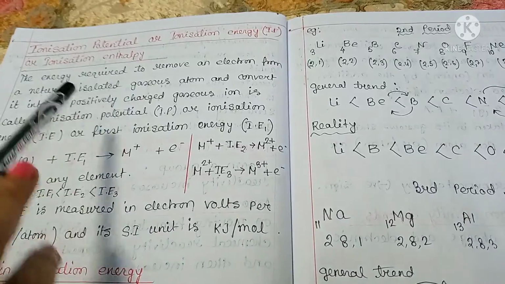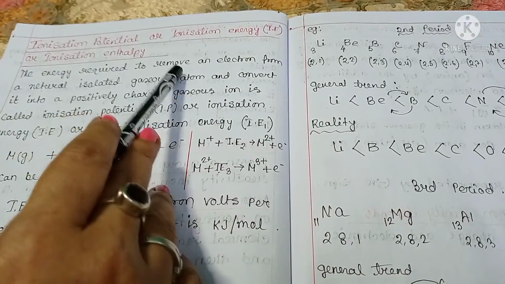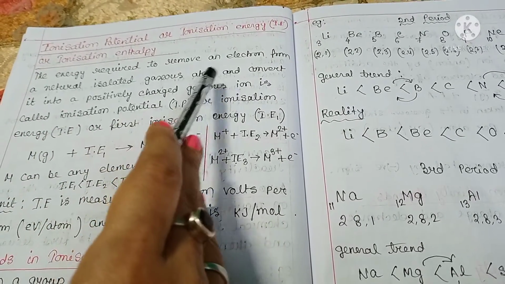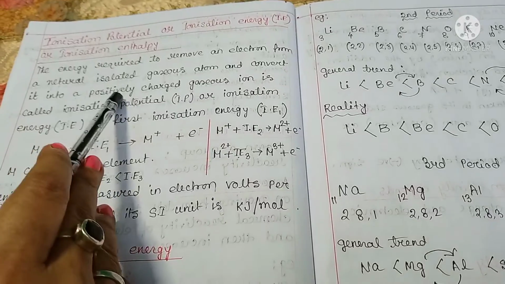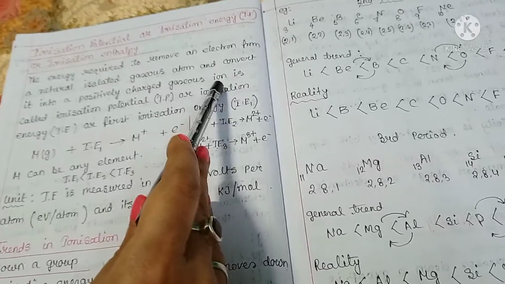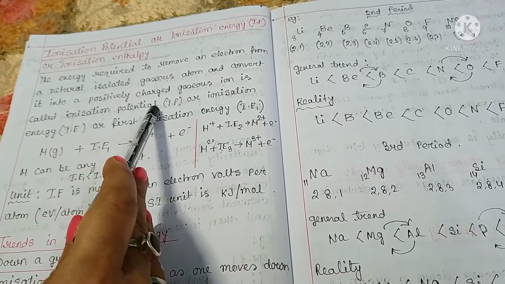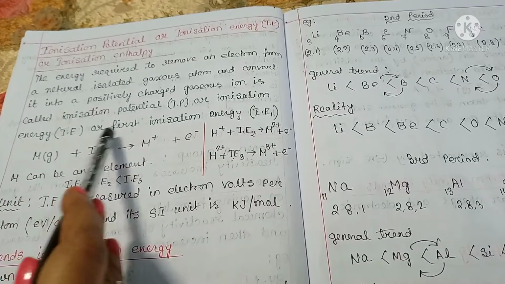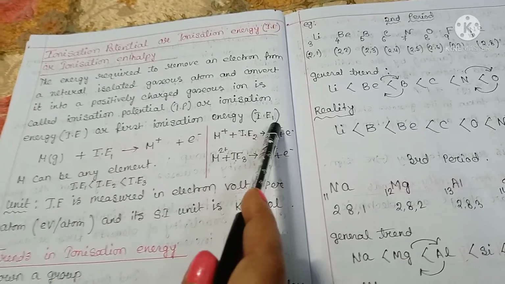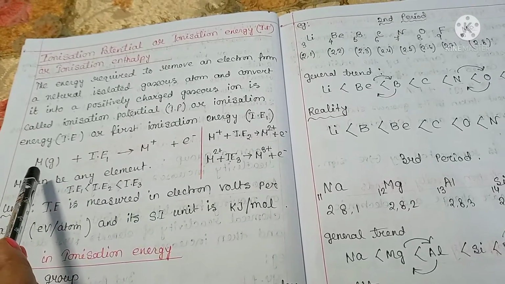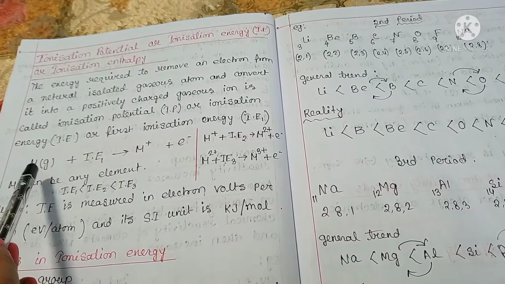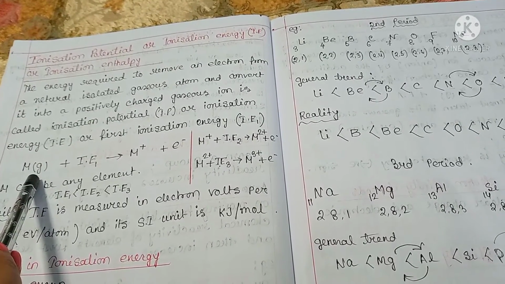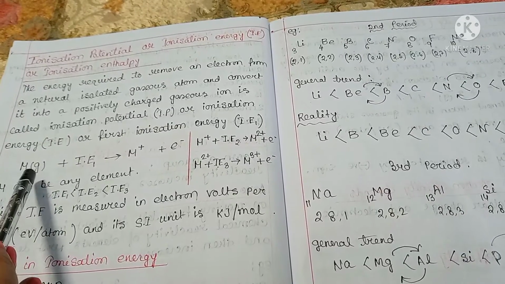What is ionization potential? The energy required to remove an electron from a neutral isolated gaseous atom and convert it into a positively charged gaseous ion is called ionization potential (IP), or ionization energy (IE), or first ionization energy (IE1). This means an electron in an atom is held by the electrostatic force of attraction of the positively charged protons in the nucleus.